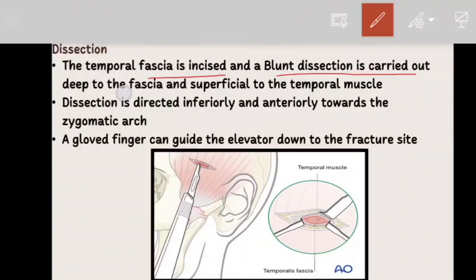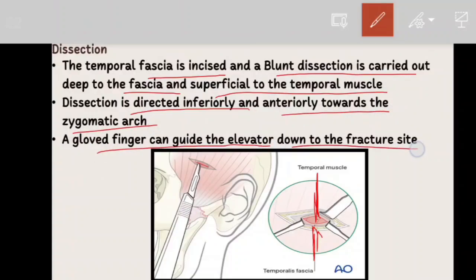Okay. The dissection. Blunt dissection is carried out deep to the fascia, but superficial to the temporalis muscle. So you can see in this diagram, this one is the temporal fascia, and this one is the temporalis muscle. So you will be dissecting between the fascia and the temporalis muscle. You should be superficial to the temporalis muscle. Dissect directly and fairly anterior towards the zygomatic arch, and a gloved finger can guide the elevators down to the fracture site.